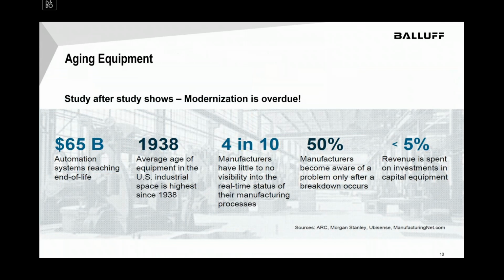Just to take a quick look, this is a study done by ARC. They estimated about $65 billion of automation systems that are currently in use are reaching their end of life. And this number has been highest since 1938. Yes, we are producing machines that last forever, but that means we are not adopting the latest and greatest technology that quickly. There are also 4 in 10 manufacturers who have little to no visibility into the real-time status of their manufacturing operations. That's a pretty drastic number.